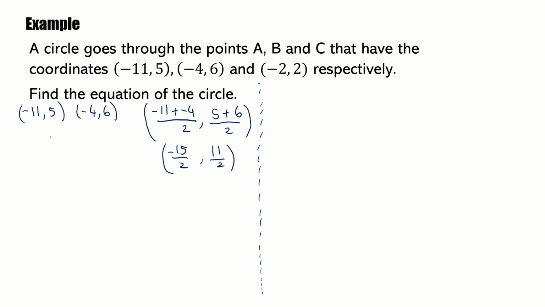And then we've got to find the gradient, change in y. So 6 take away 5. Because I picked the 6 first on the top, when I do the change in x on the bottom, I've got to pick the corresponding x coordinate first, the minus 4. And that would be minus 4 minus minus 11. Cool. And that would simplify to 1 over minus 4 plus 11, which is 7. So therefore the gradient of our perpendicular bisector will be the negative reciprocal of that, which will be minus 7 over 1. But we just write that more simply as minus 7.